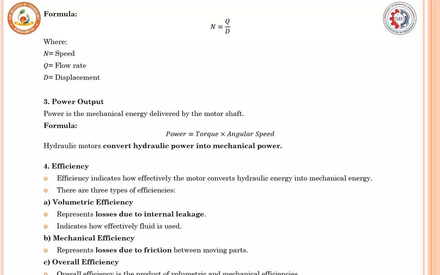Coming to the overall efficiency, it indicates how effectively the motor converts hydraulic energy into mechanical energy. There are three types of efficiencies: volumetric efficiency, mechanical efficiency, and overall efficiency. Volumetric efficiency represents losses due to internal leakage. It indicates how effectively the fluid is used. Mechanical efficiency represents losses due to friction between the moving parts.